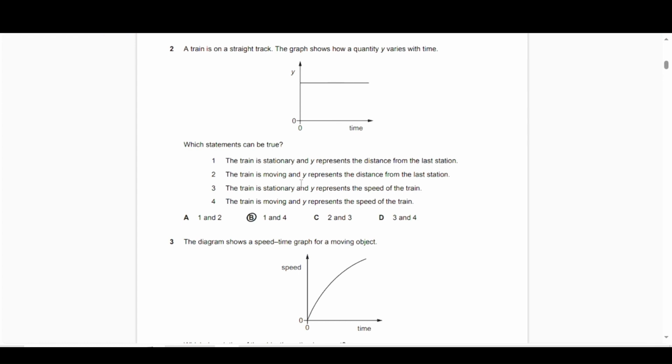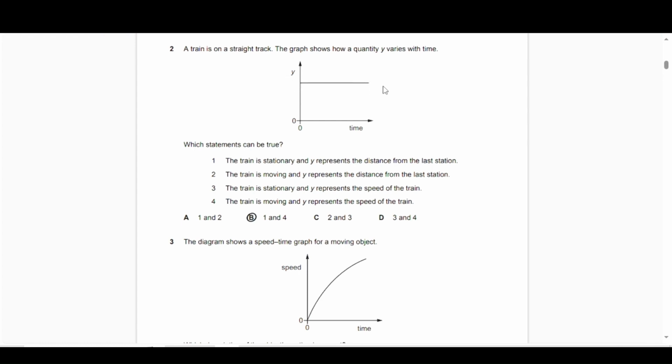So yes, that is a true statement. The next one is a train is moving, and y represents the distance from the last station. If y is the distance, then a straight line with no gradient means that the train is at rest, right? So the train cannot be moving, so that statement is false. The next statement is the train is stationary and y represents the speed of the train, right? If y was the speed, this line with no gradient is going to show the object moving at constant speed.